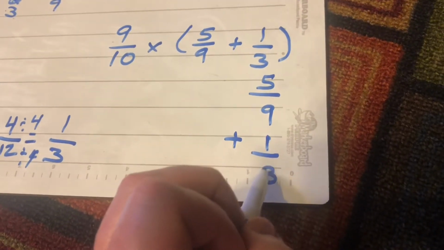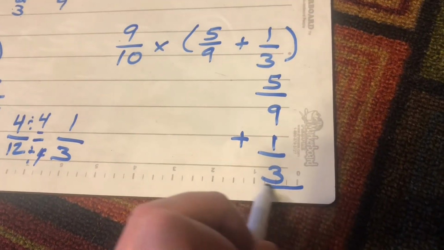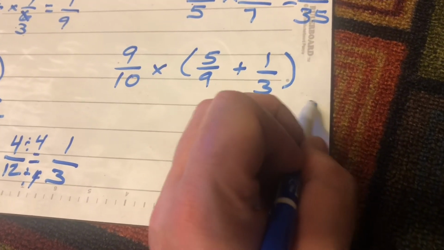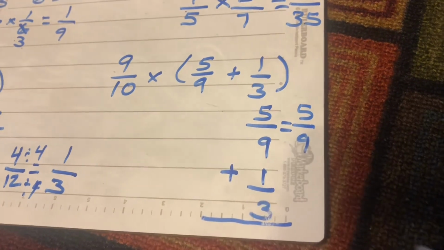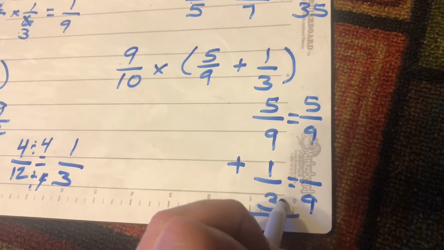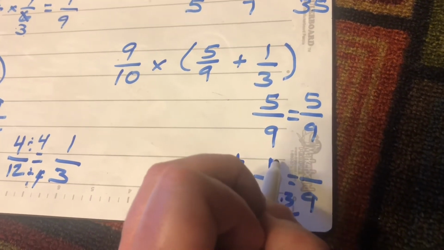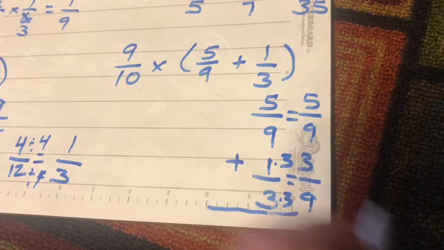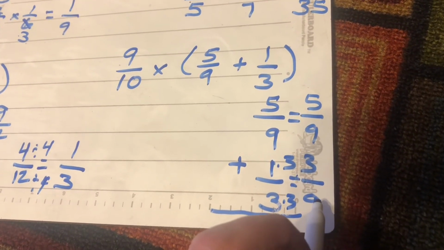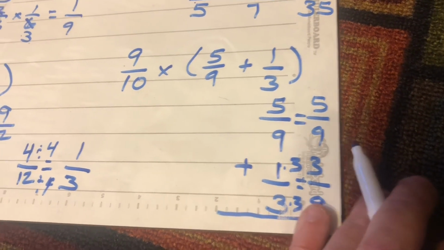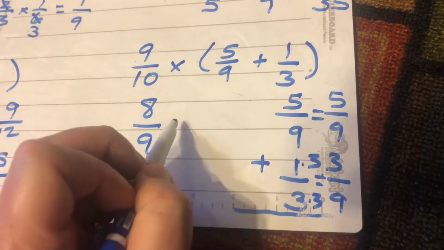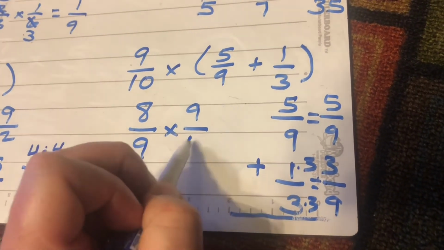All right, well, I'm thinking 9 times 1 is 9. And 3 will work with 9. So I'm thinking that my 5 over 9 is going to stay a 5 over 9. My 1 over 3 is going to become something over 9. Well, 3 times 3 is 9. 1 times 3 is 3. 5 over 9 plus 3 over 9, I believe, is 8 over 9. But then I've got to take that and multiply it by 9 over 10.